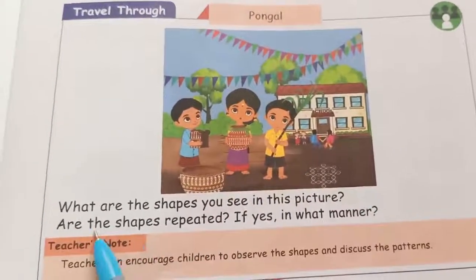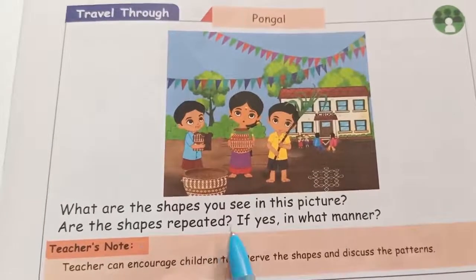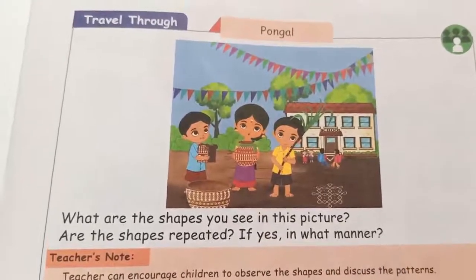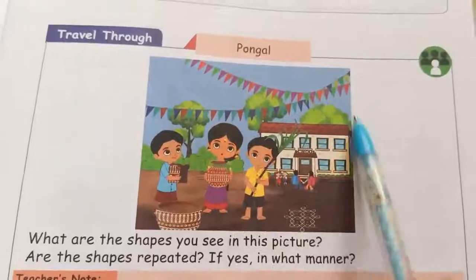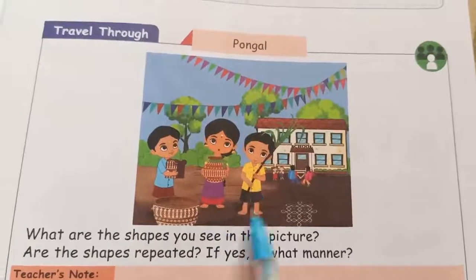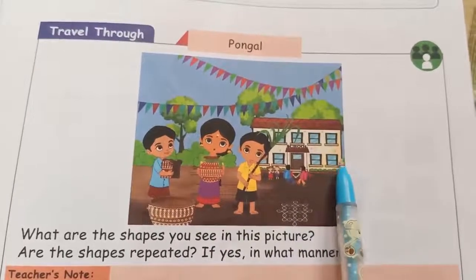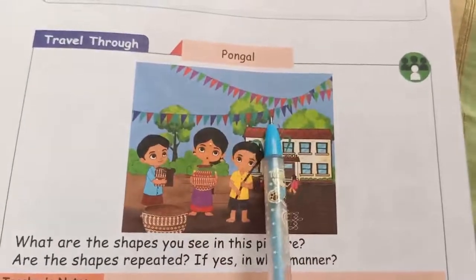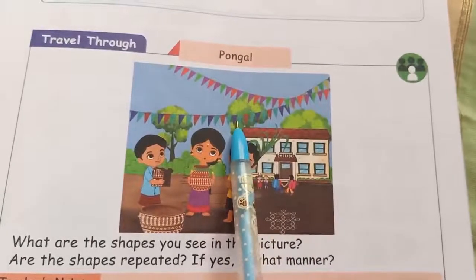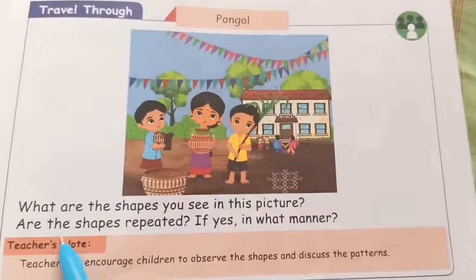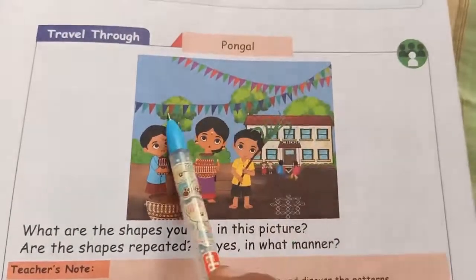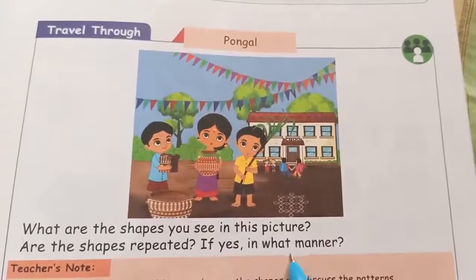See the second question. Are the shapes repeated? If yes, in what manner? See this picture, are any shapes repeated here? See, these everything, only one thing is available. Here also 1. So what shapes are repeated here? These triangles are repeated here. So what is this? These color papers have the triangle shape. So, are the shapes repeated here? Yes. Here, triangle shapes are repeated.